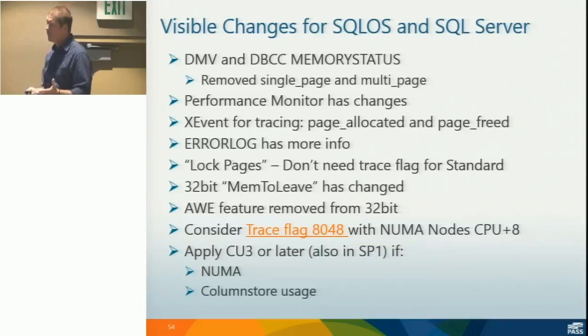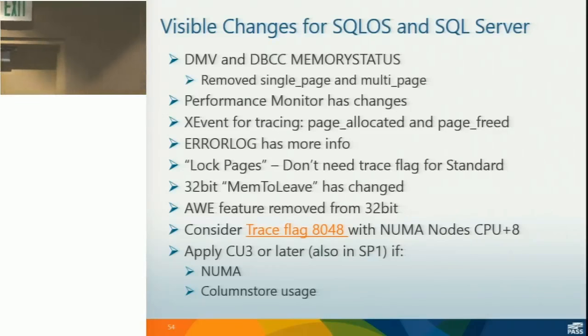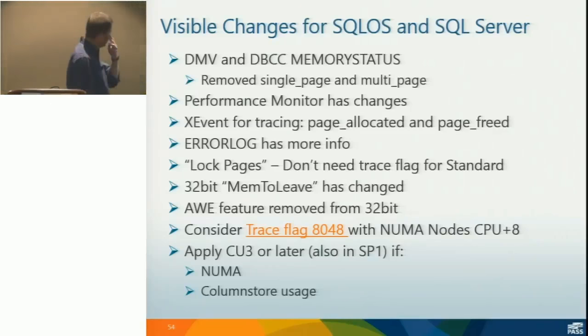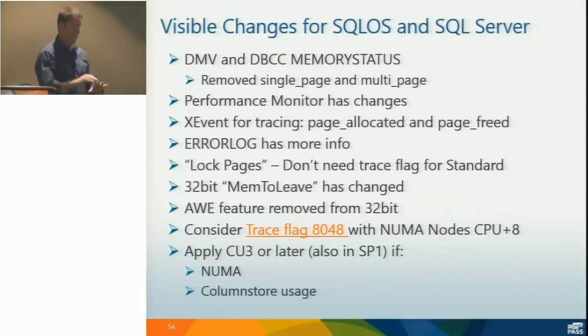The error log has more information about memory models it's using. Lock pages. You no longer need a trace flag for standard edition. It comes on by default if you have the privilege set. So if the lock pages in memory privilege is set and you're running standard or enterprise, we will automatically use this lock pages feature. 32-bit mem-to-leave has changed. We no longer reserve the entire address space for 32-bit systems, but that is our cap. But we don't need to reserve the entire thing anymore. AWE feature completely removed from 32-bit. It doesn't even work, even though we still use the AWE APIs to do memory management for 64-bit.